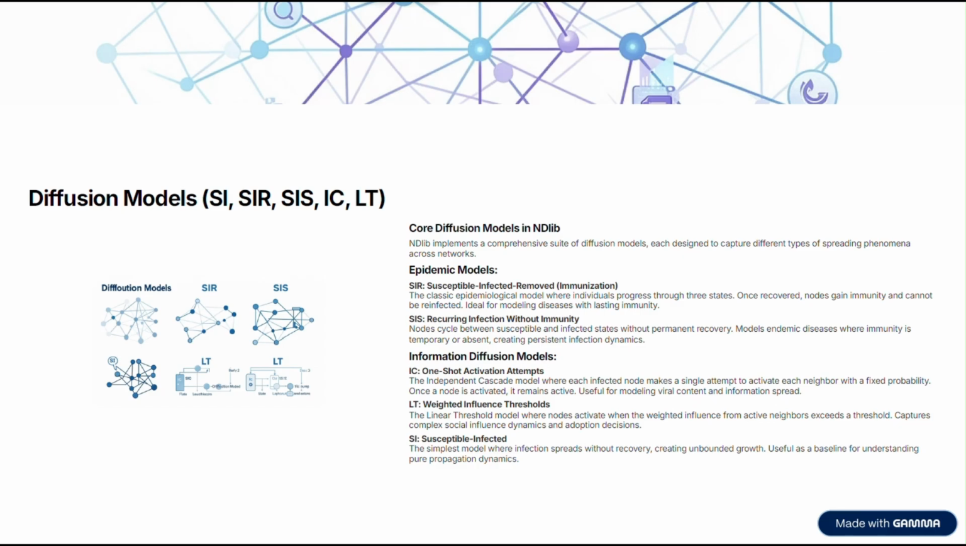The diffusion models. Core diffusion models in NDlib. NDlib implements a comprehensive suite of diffusion models, each designed to capture different types of spreading phenomena across networks. The epidemic models. These models look at how people get sick and whether they get better. SIR. People start healthy, get sick, and then get better. Once they are better, they have immunity, meaning they can't get the same sickness again.